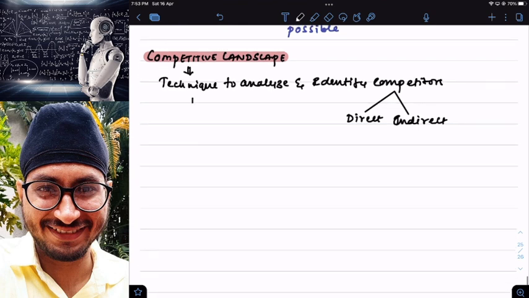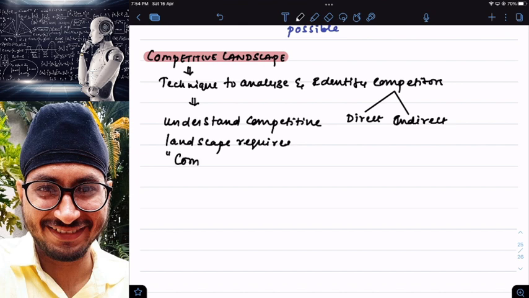But remember one thing, understanding the competitive landscape requires competitive intelligence. I repeat, understanding the competitor requires competitive intelligence, which means it requires application of mind and analysis. Clear? This is the small concept of competitive landscape.